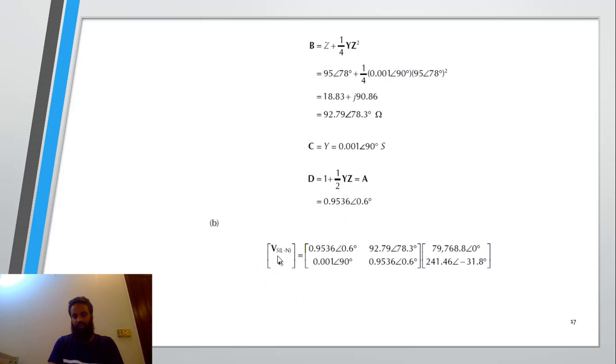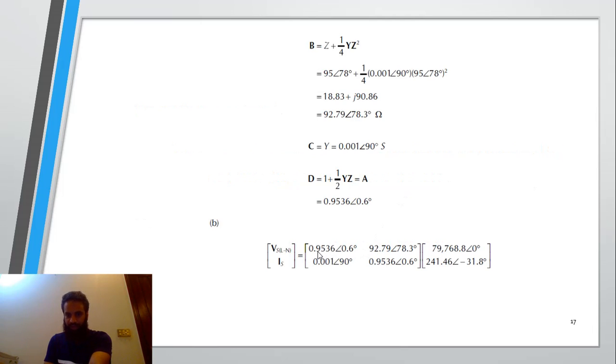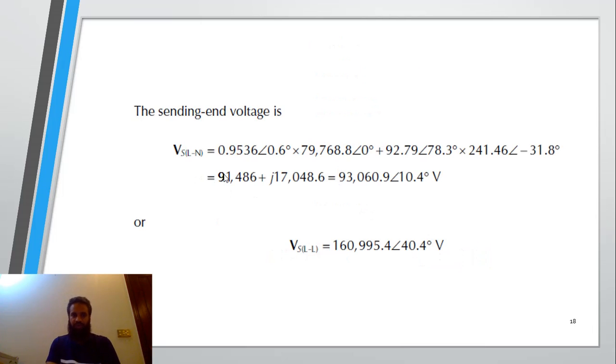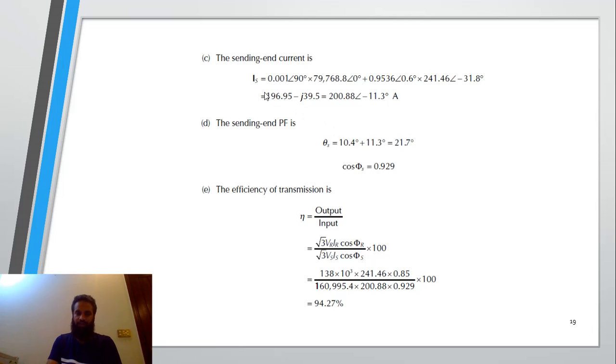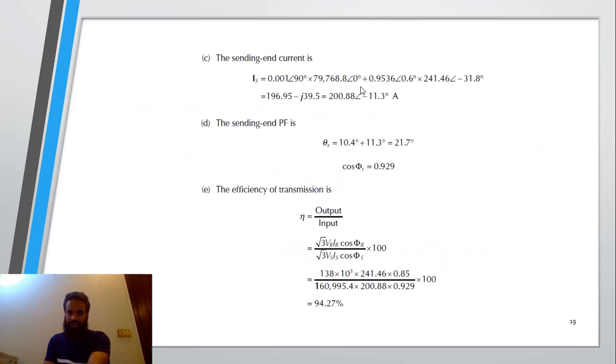Now the equation is sending end voltage, sending end current equals ABCD into receiving end voltage, receiving end current. So the sending end voltage is calculated from this mathematical equation. If we expand this equation, we will find that the first quantity is multiplied by this one and the second quantity is multiplied by this one. So we will have the sending end voltage. Similarly, we can find the sending end current. We will multiply this row with this column and we will get the sending end current.